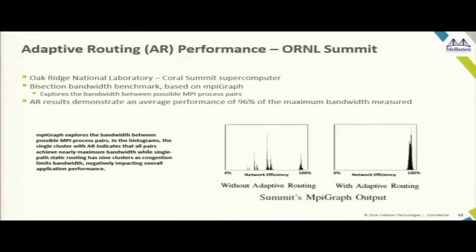Again, these are all from real systems. This is from Oak Ridge National Laboratory, which runs the world's fastest supercomputer right now. And there you run adaptive routing. If you're not running adaptive routing, then this graph basically shows network efficiency. Network efficiency means how many pairs achieved 100% of their design bandwidth. You will see that there are peaks at 50%, then peaks at 33% and 25%.